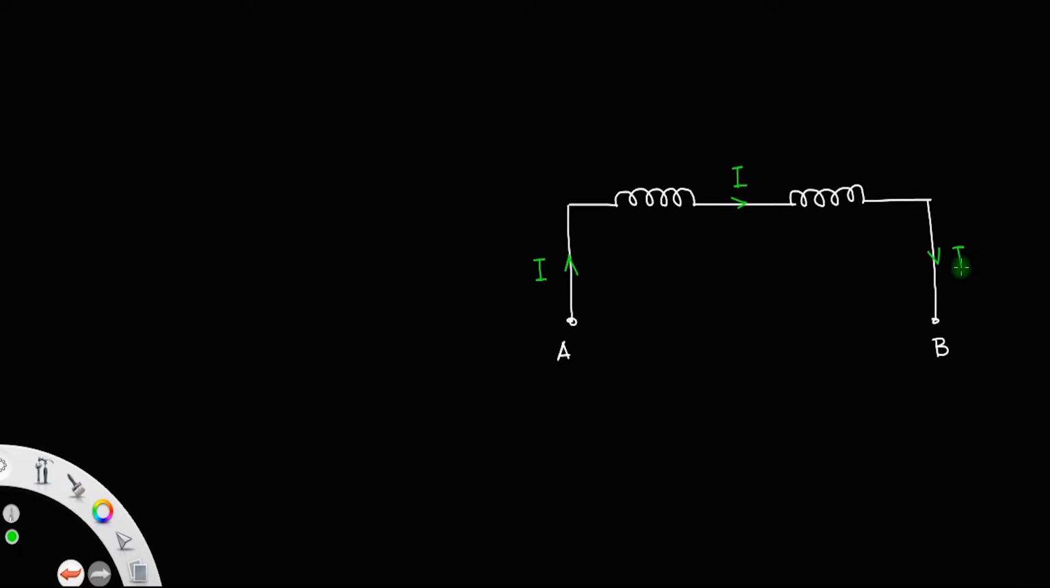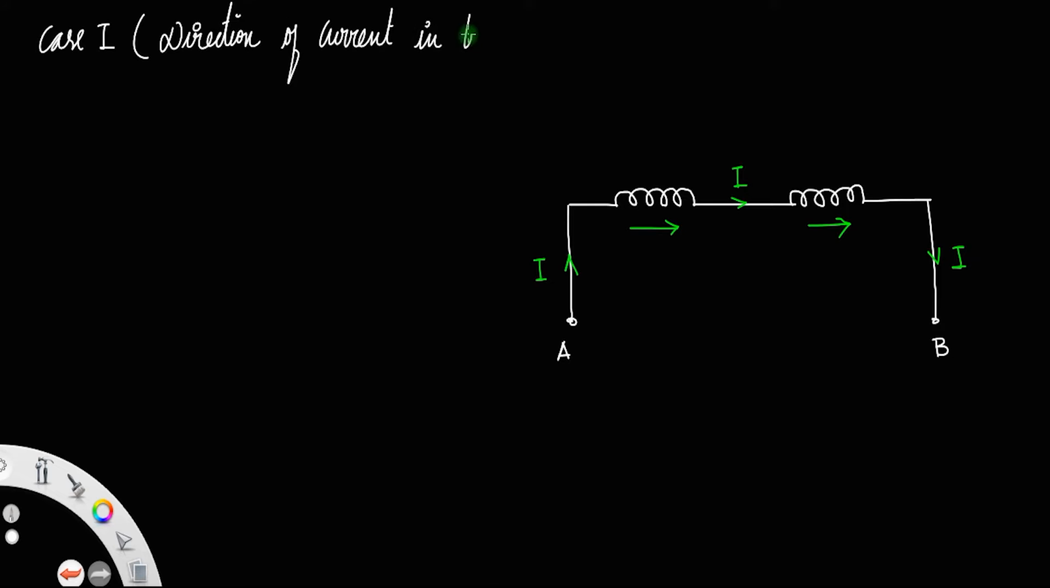Clear? Also, in these two coils, current flows from left to right. That's our case 1. The direction of current in both the coils is the same. That's our first case.